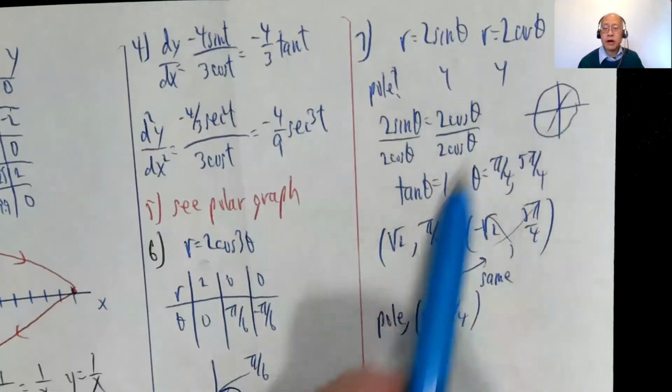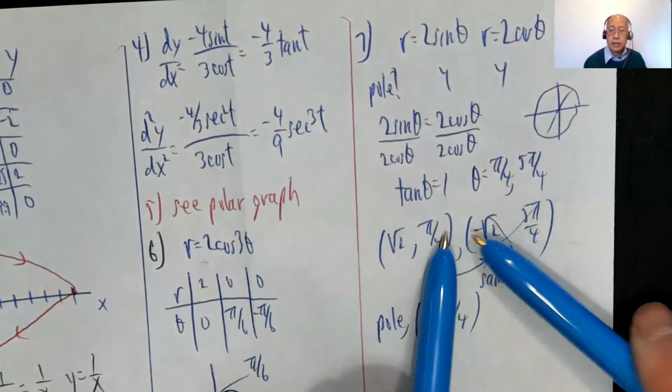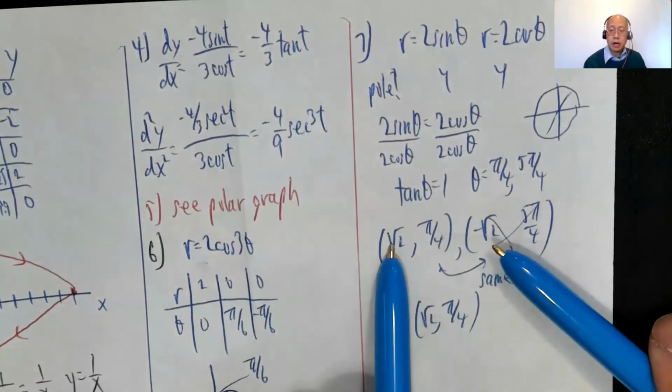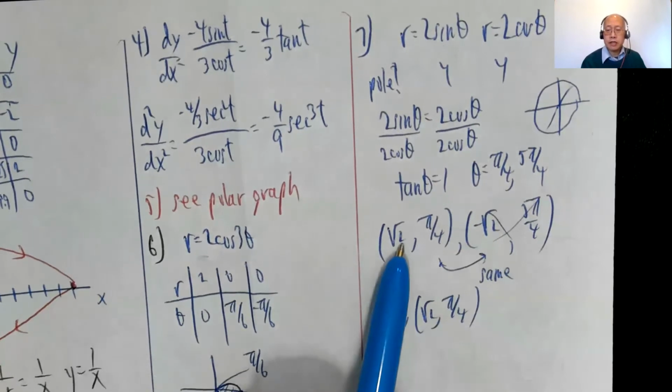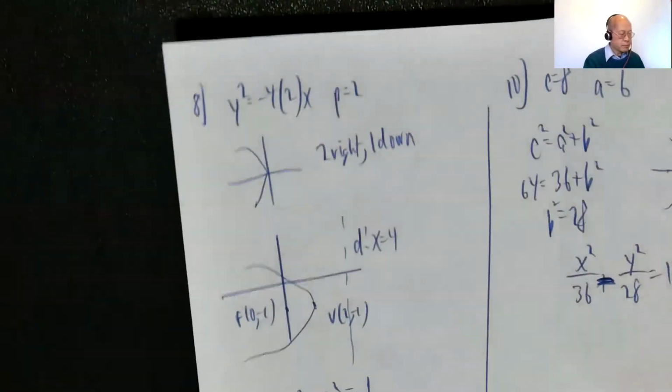At 5 pi over 4, I get negative radical 2, but these represent the same point. They are 180 degrees or pi radians off from each other, and the r's have the same magnitude. So these are the same point. So I only have to write this one and the pole. So final answer: the pole and radical 2 comma pi over 4.